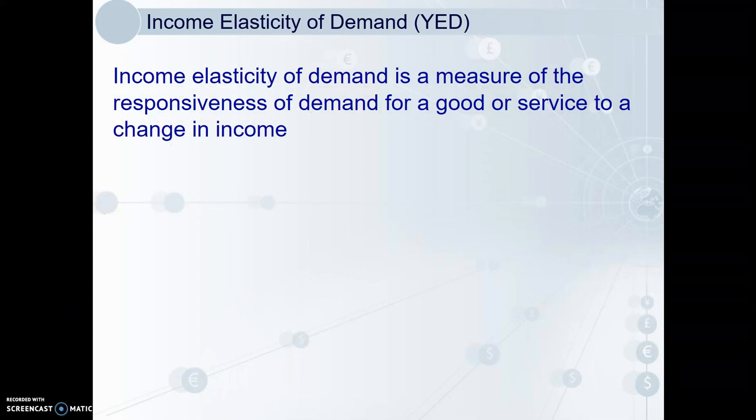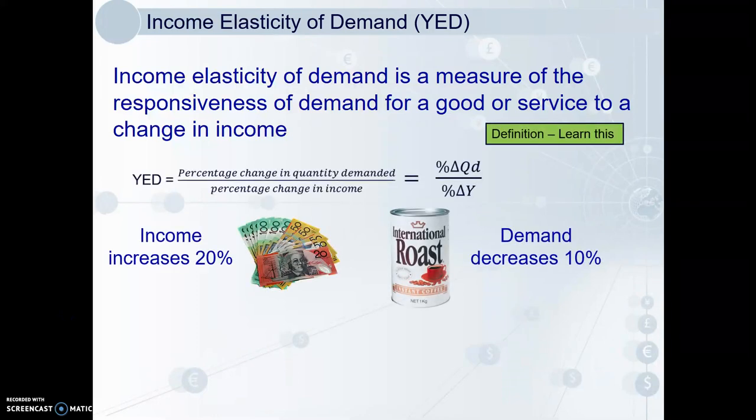Income elasticity of demand is a measure of the responsiveness of demand to a change in income. Let's say incomes increase by 20%. This might have the effect of decreasing demand for international roast instant coffee, which is what my parents drank when I was a kid, by 10%. By plugging in the values, we see that YED equals negative 0.5. This shows us that it's an inferior good, but of course, you should have known that anyway from our work in the last section.